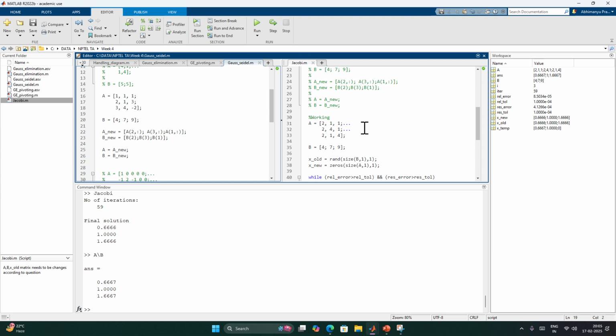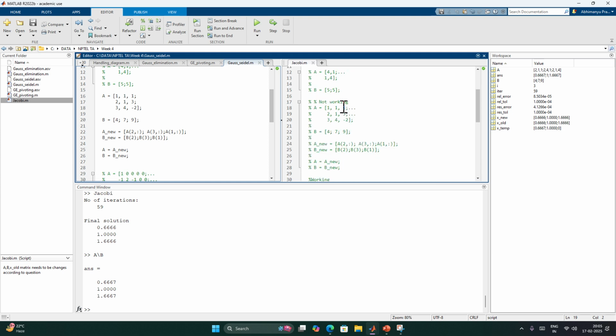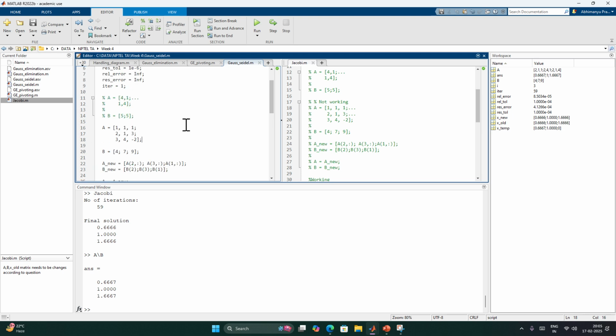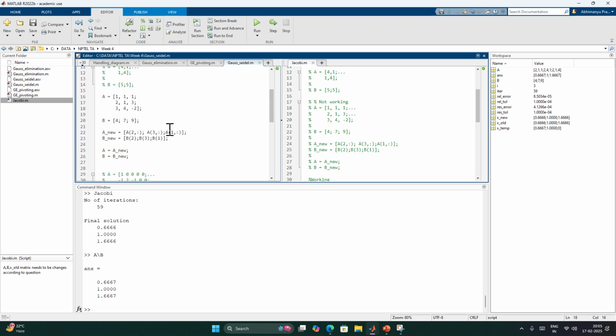If the matrix is not diagonally dominant, Jacobi will not perform nicely. Gauss-Seidel may work or it may not work. And we also saw that Gauss-Seidel is a little bit faster compared to Jacobi because we are updating the x values as soon as we get them.